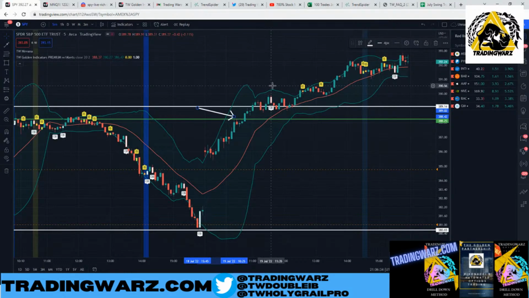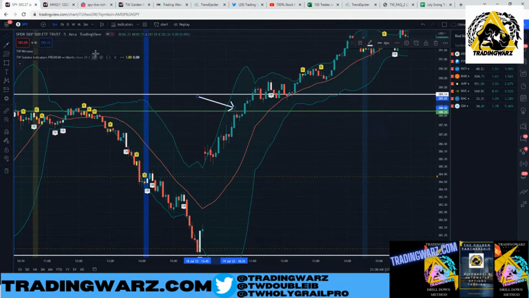All right. So keep it simple, right? Inside bar didn't really work, but then we got this beautiful green line in the sand trigger. Okay. All right. So let's talk about the fibs now.